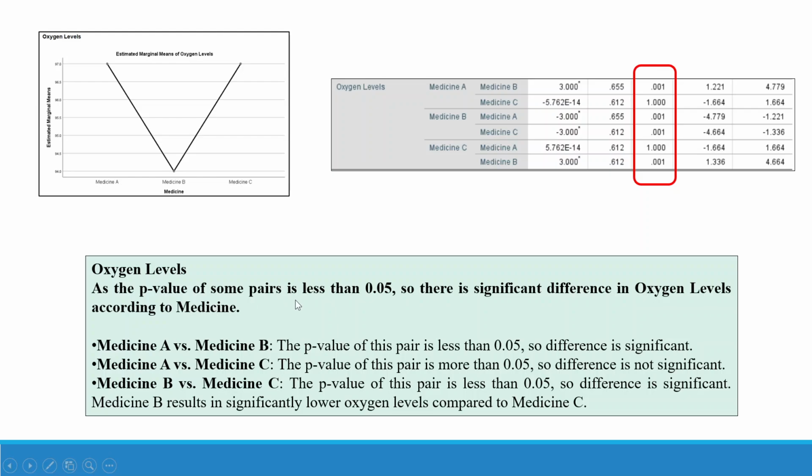So as the p-value of some pair is less than 0.05, there is a significant difference in the oxygen level according to the medicine. A with B, the p-value of this pair is less than 0.05, so the difference is significant. A with C, the p-value of this pair is more than 0.05, so the difference is not significant. B with C, the p-value of this pair is less than 0.05, so the difference is significant. Medicine B results in significantly lower oxygen levels compared to medicine C because the sign is negative.